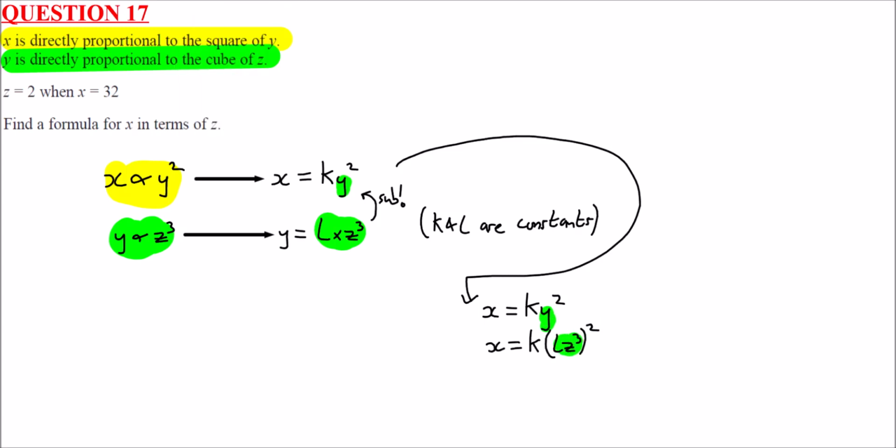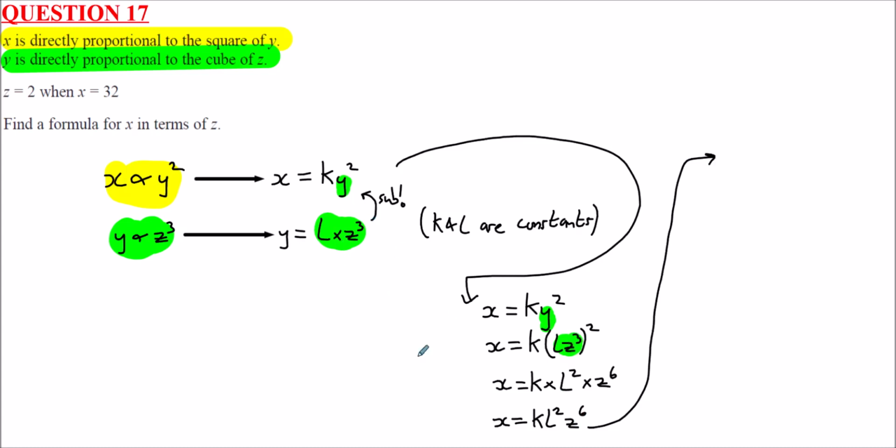Now there's a bit of neatening up to do here. So x equals k. Now L z cubed is all being squared, so we need to square the L, so we get L squared, and then we get z cubed squared as well. So z cubed squared means z cubed multiplied by z cubed, which gives us z to the power 6. So therefore we get that x equals k times L squared times z to the 6.